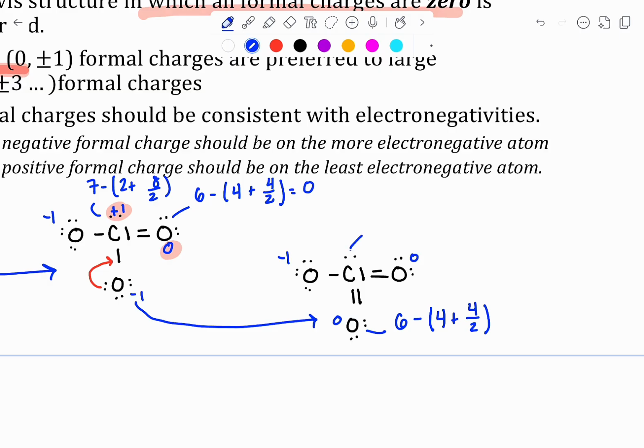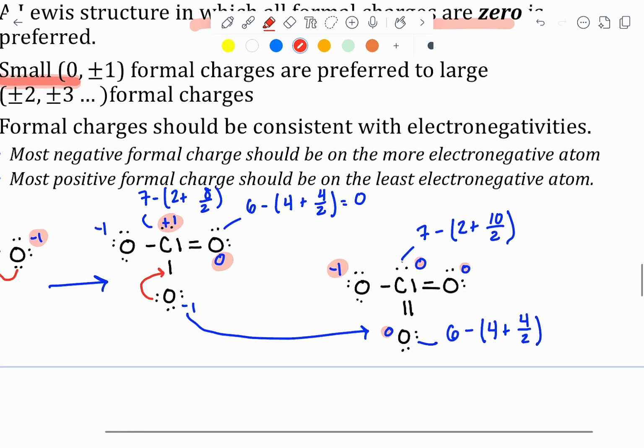Let's recalculate chlorine. Chlorine now has 7 valence electrons, and we're going to subtract from that, let's see, it still has the 2 lone pairs, but now it has 10 electrons that are in bonds. We're going to divide that by 2. So that's 7 minus 7. This chlorine now has a formal charge of 0. Wow, we got 3 of those down to 0 now. So let's look at our structure now. I have a formal charge of 0, 0, and 0. This other oxygen has a -1 charge.